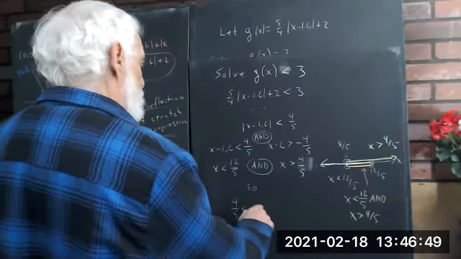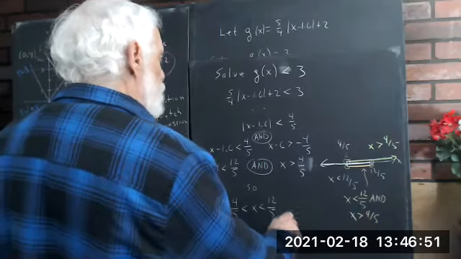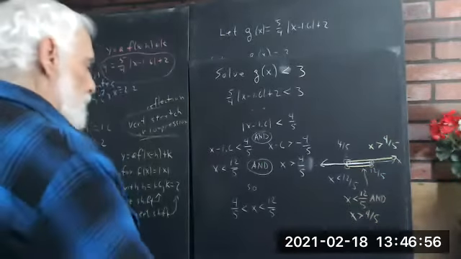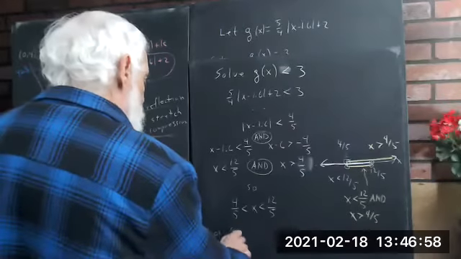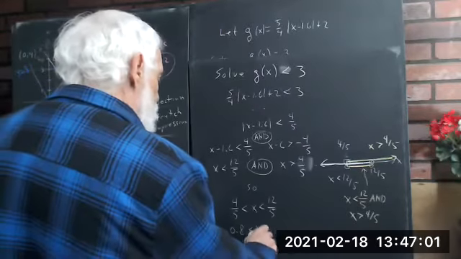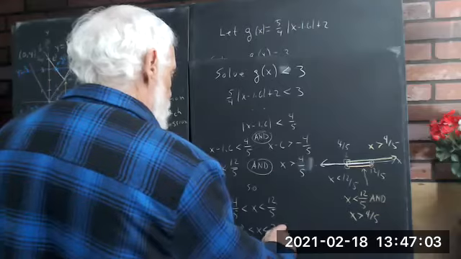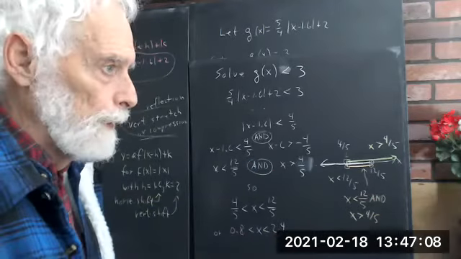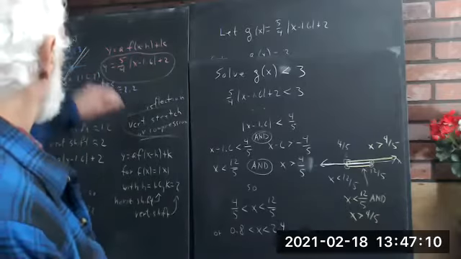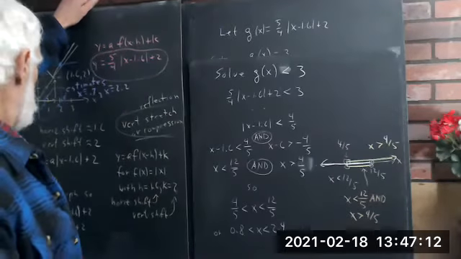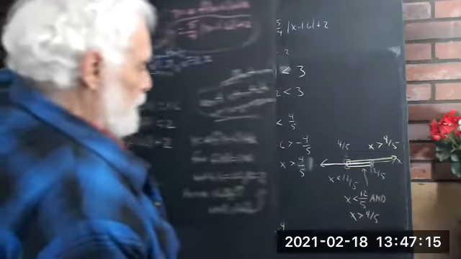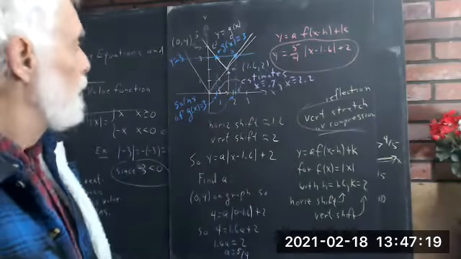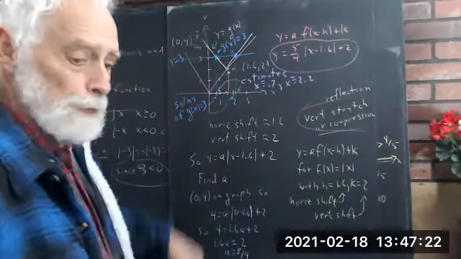So 4/5 is less than x is less than 12/5, or x is between 0.8 and 2.4. Now let's go back to our graph and ask ourselves, where is g of x less than 3?